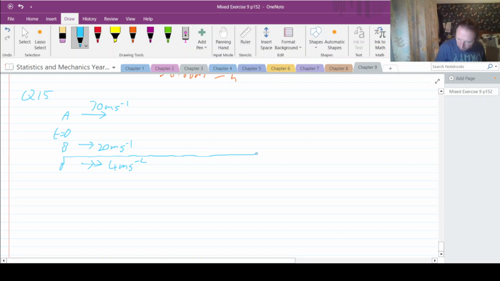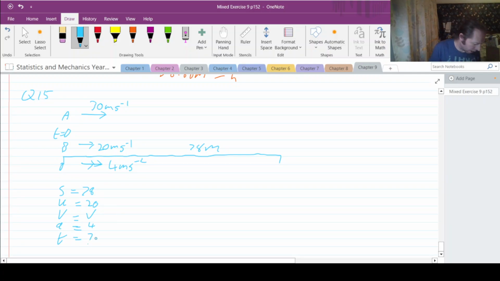All right. So when we get down here, we are at 78 meters. All right then. Let's start with a suvat on car B. So suvat: distance 78 meters, initial speed of 20, final speed is what we are looking for. An acceleration of 4 and a time we do not know. So we want the no time equation.